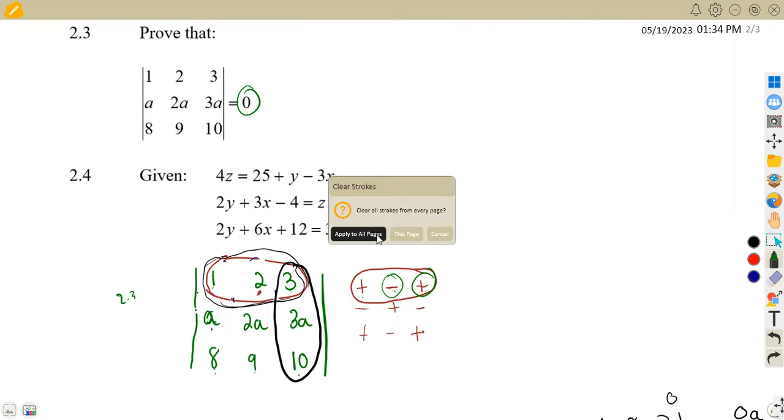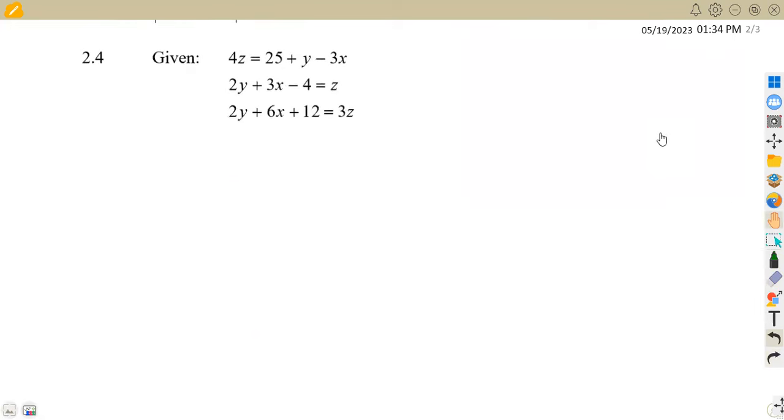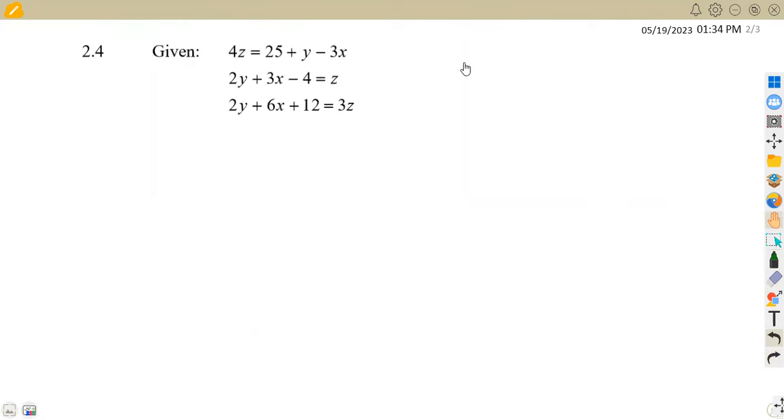Let's check the other part of the question, which was 2.4. On 2.4, we are given these equations. All right. So these are three equations that we are given with three unknown values. As you can see, we've got x, we've got y, and we've got a z. So the question was to find or to solve for x. Actually, I don't know what happened here, but the question was for us to solve for x using Cramer's rule.